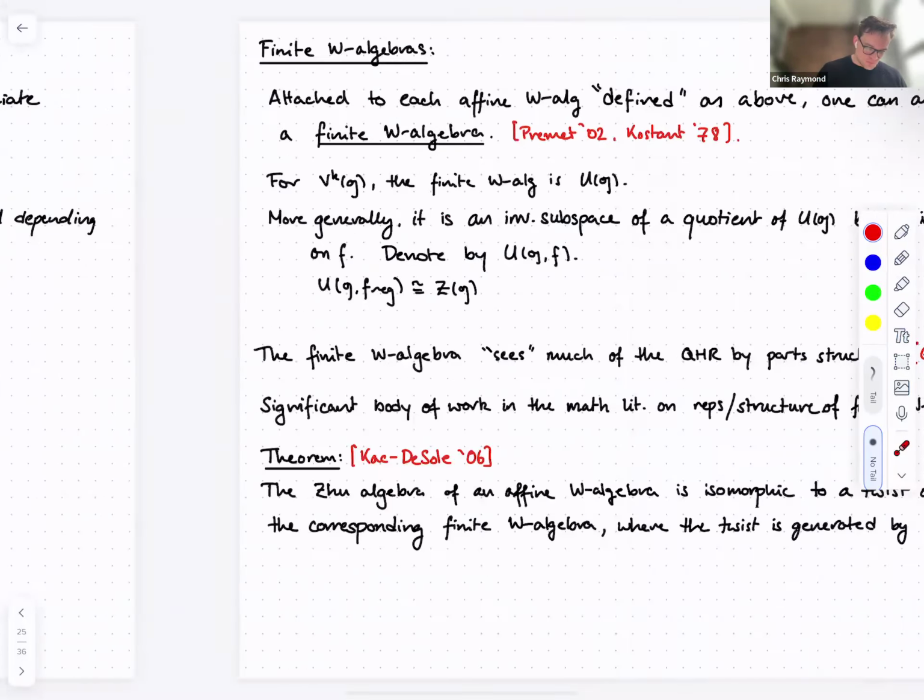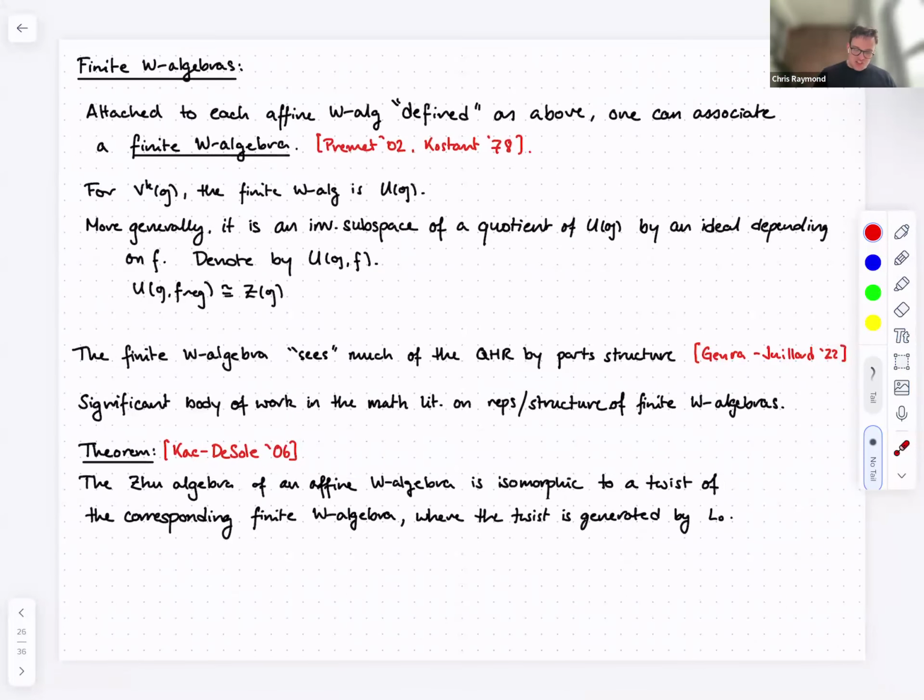All right. So the finite W algebra, it turns out, sees much of the structure of this game of quantum Hamiltonian reduction by paths. What do I mean by that? This is the conversation I was having about finding these funky paths through things. The finite W algebra is in some sense able to detect a lot of this structure. So there's a very nice paper by Naoki Genra and Thibaut Juillard, which came out nearly 2 years ago, which outlines a lot of when these partial reductions, or reduction by stages, are possible.